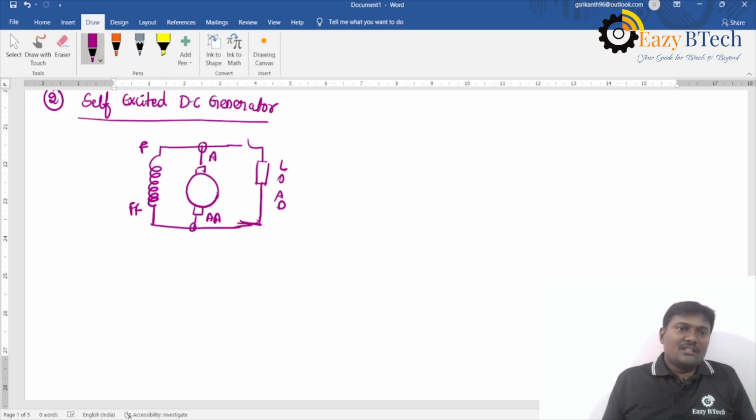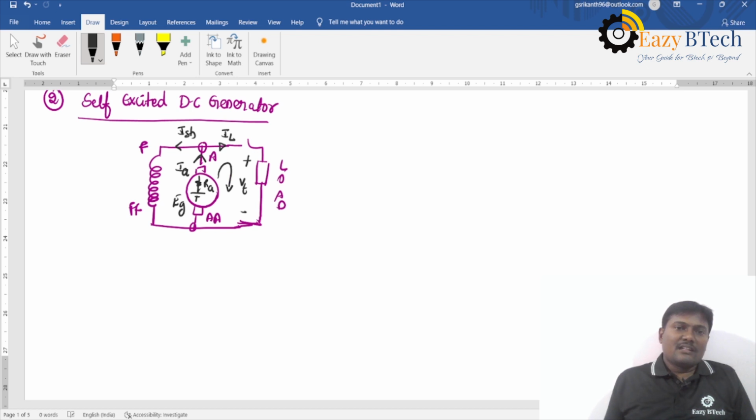The voltage which appears across the terminal or load is the terminal voltage. The generated EMF is EG and the internal resistance is RA. The current delivered from the armature is IA. This current is divided into two parallel paths: one is IL and another one is ISH.